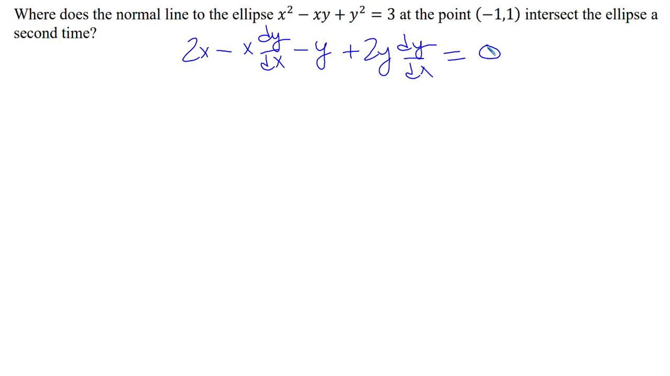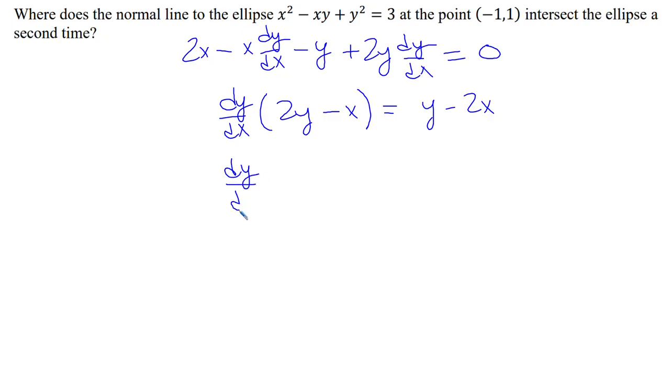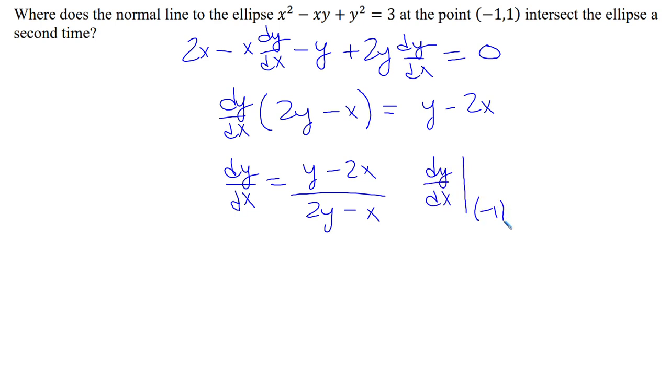We'll just leave the dy/dx terms on this side and factor out the dy/dx. So dy/dx times (2y minus x) is equal to y minus 2x on the other side when we bring those terms over. So dy/dx is equal to (y minus 2x) over (2y minus x). We'll need to evaluate that at the point (-1, 1) so that we can see what the slope of the tangent line is.